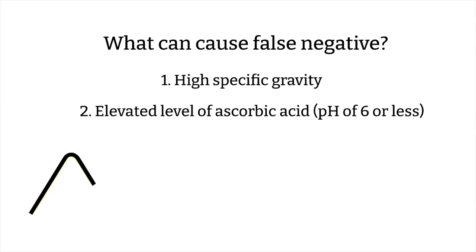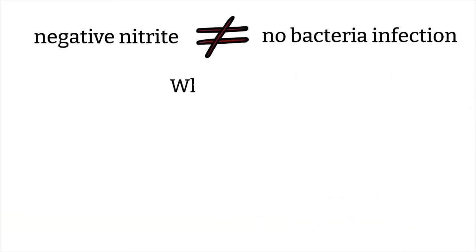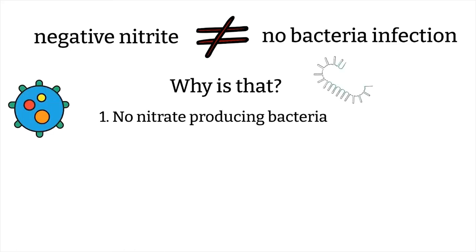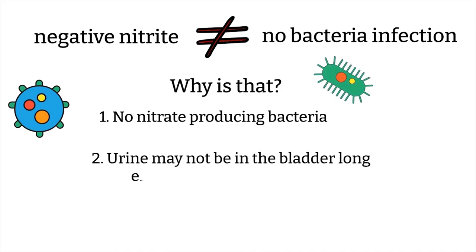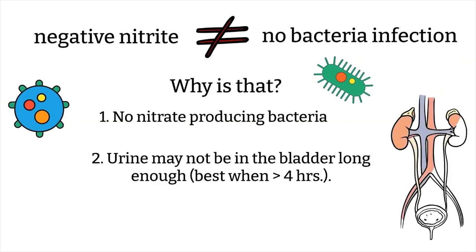There are some facts to be cautious about in interpreting nitrate test results. A negative test result should not be interpreted as no bacterial infection. You may think, why is that the case? Here are some reasons. First, there are many bacteria that produce nitrate, but there are also many bacteria that do not produce nitrate. Second, urine may not have remained in the bladder long enough before the specimen was collected. Urine that remains in the bladder for 4 hours or more is a better specimen. And third, a high level of urobilinogen.